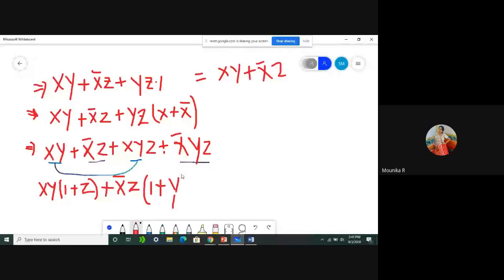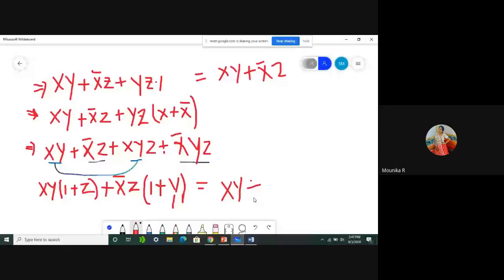Very good. So finally, how many terms are we left with? XY plus X bar Z. I think LHS and RHS are proved or not? Yes, sir.